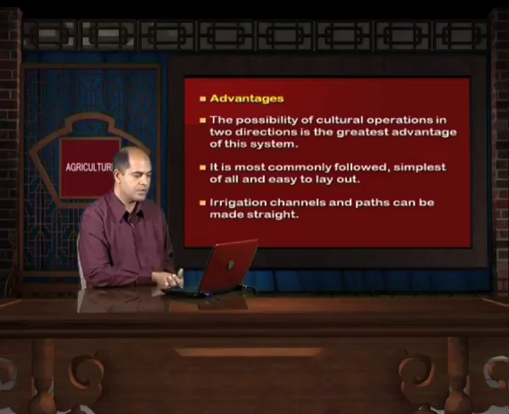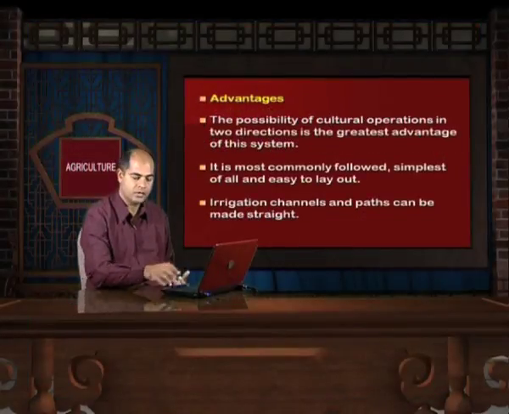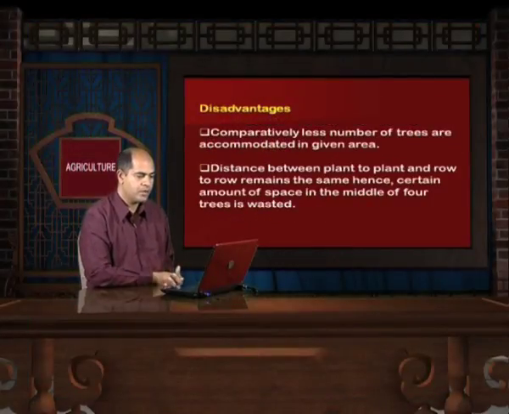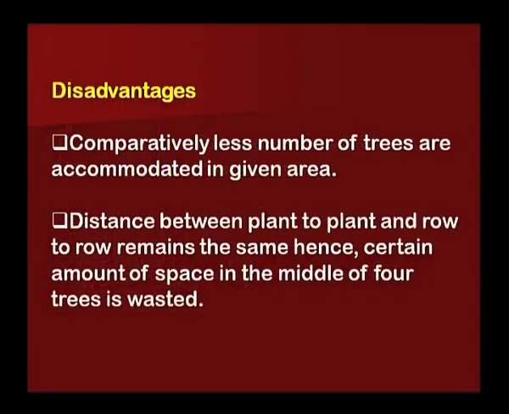The advantages of this system: the possibility of cultural operations in two directions is the greatest advantage. It is most commonly followed, simplest of all and easy to lay out. Irrigation channels and paths can be made straight. Disadvantages: comparatively fewer trees are accommodated in a given area. Distance between plant to plant and row to row remains the same. Hence, a certain amount of space in the middle of 4 trees is wasted.